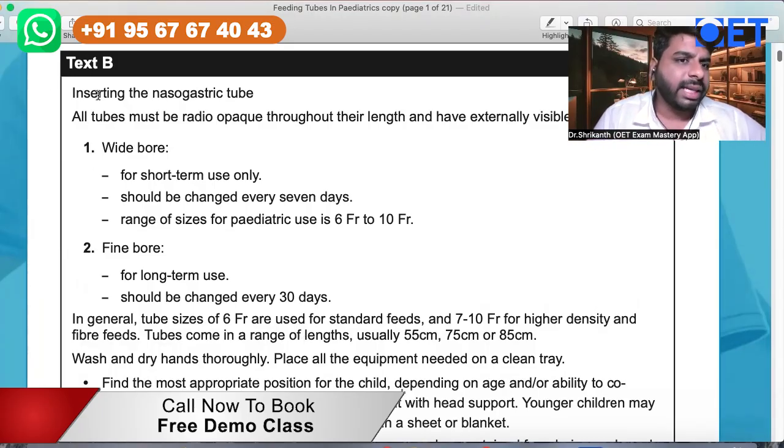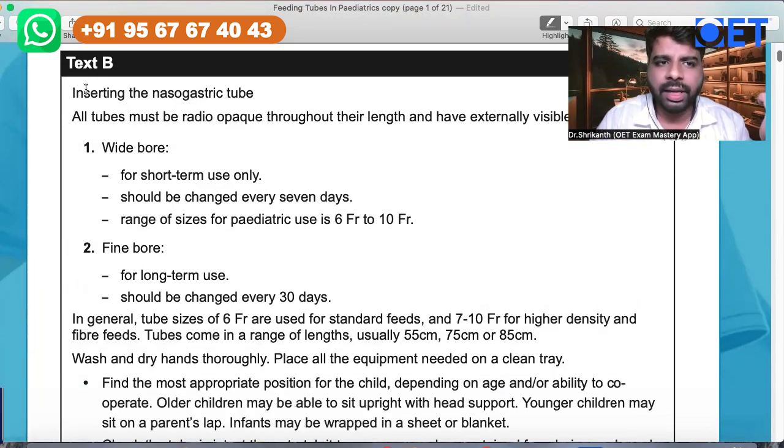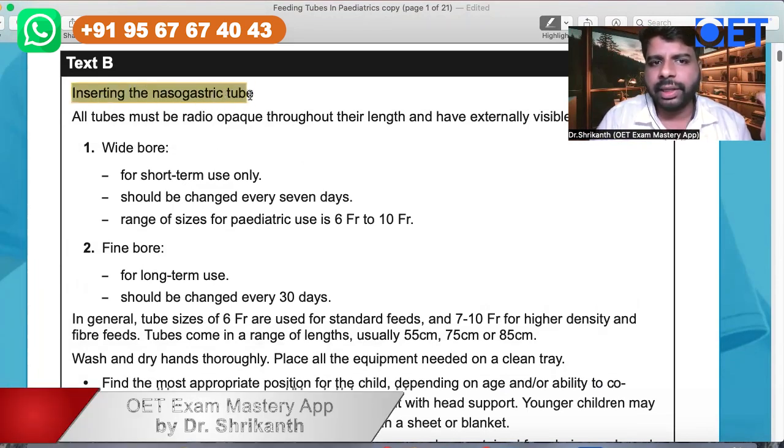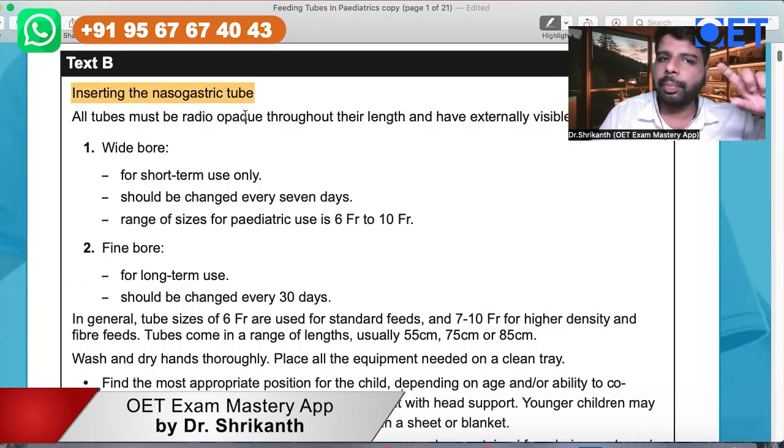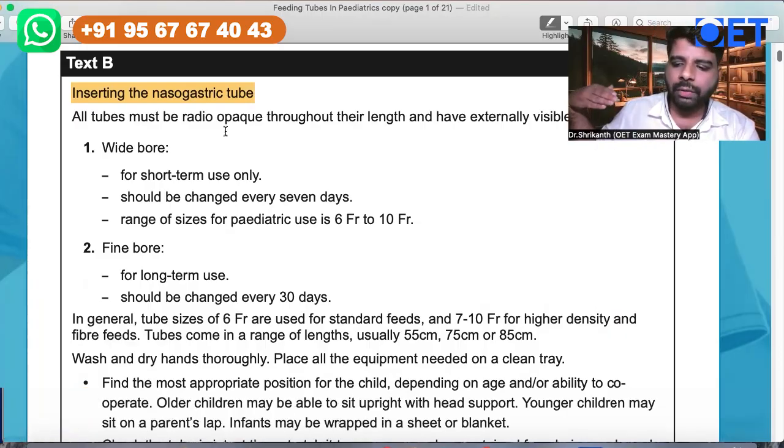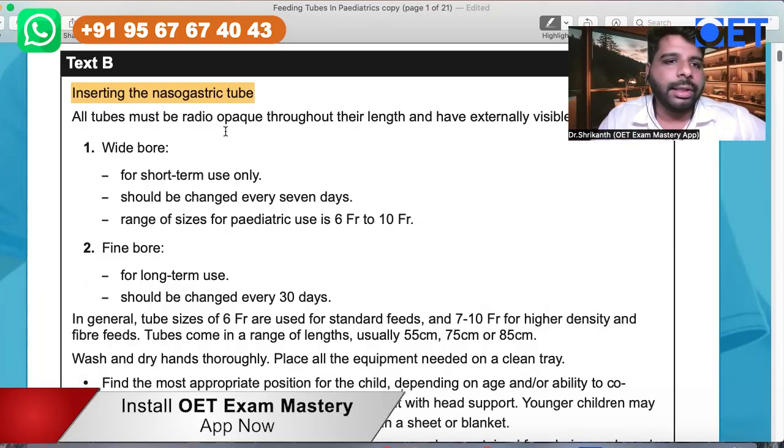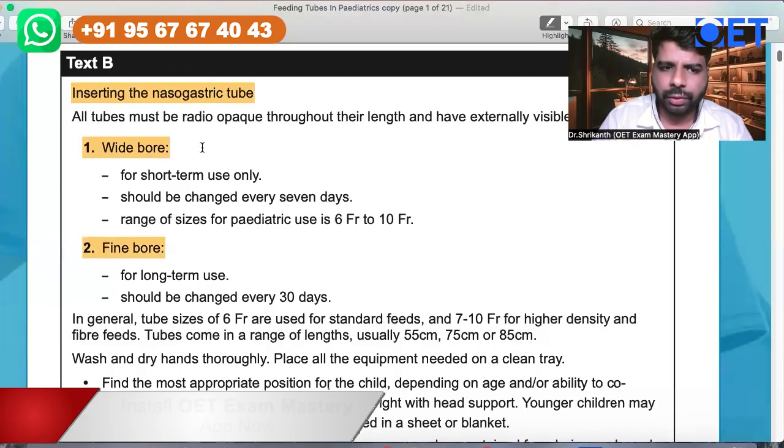Now let's talk about text B. And here also we have certain headings, right? So what's the first subheading over here? Inserting the nasogastric tube. So these are not the problems or issues associated with the nasogastric tube. These are how to insert it. We have a pediatric patient, and how are we supposed to insert the nasogastric tube? And here also we have subheadings. We have wide bore, and we have fine bore. So maybe these are two different types of nasogastric tubes.